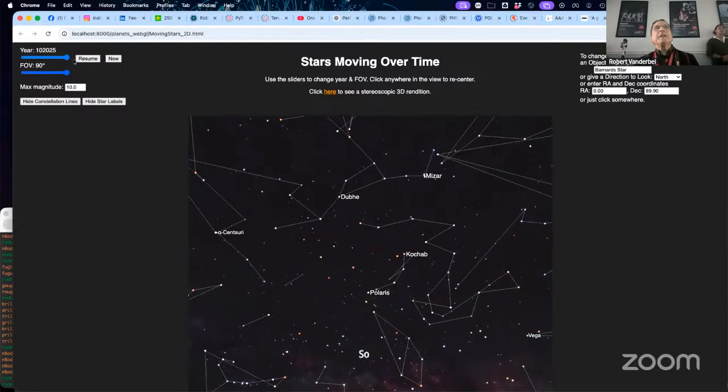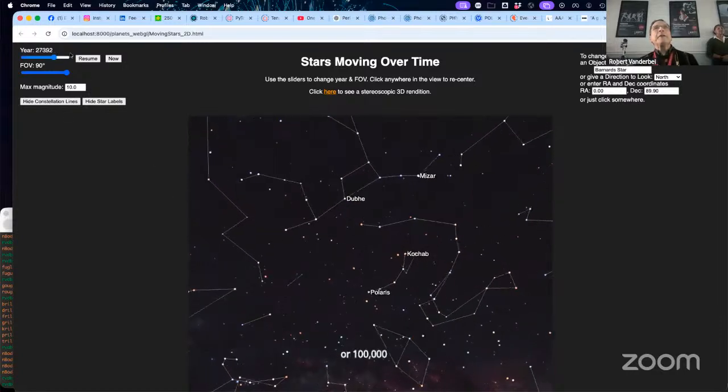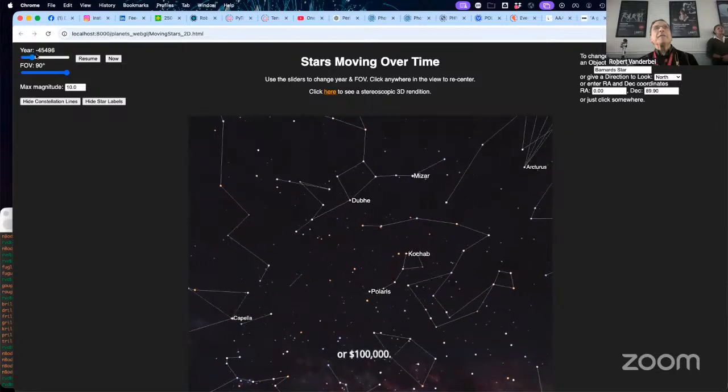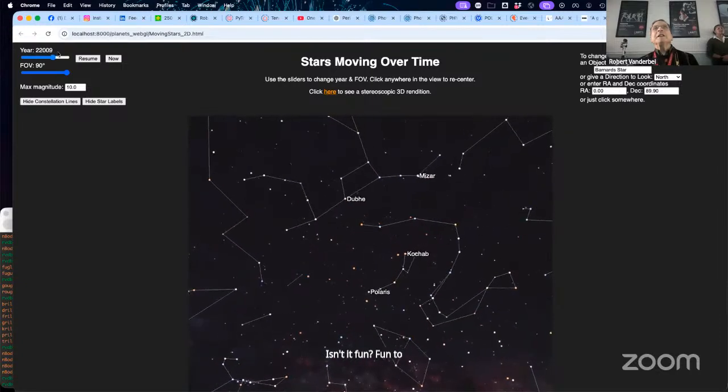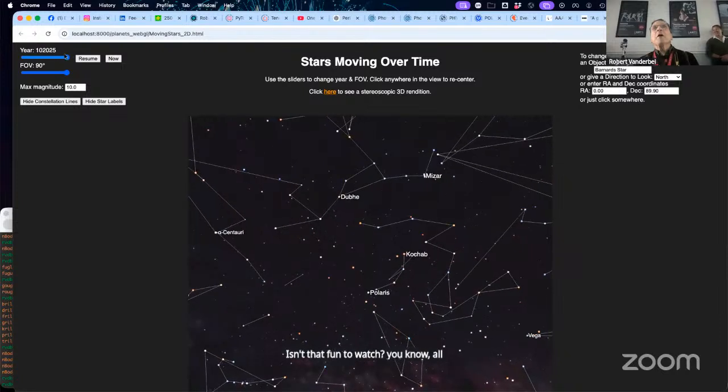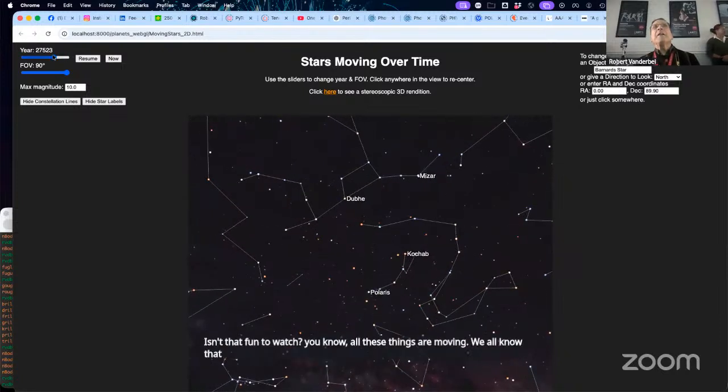So this was fun. Look at that, Alpha Centauri, which is nowhere near the North Pole. Oh, 100,000 years from now, we'll be pretty far away. Isn't that fun to watch? And, you know, all these things are moving. We all know that, but it's fun to see how they move.